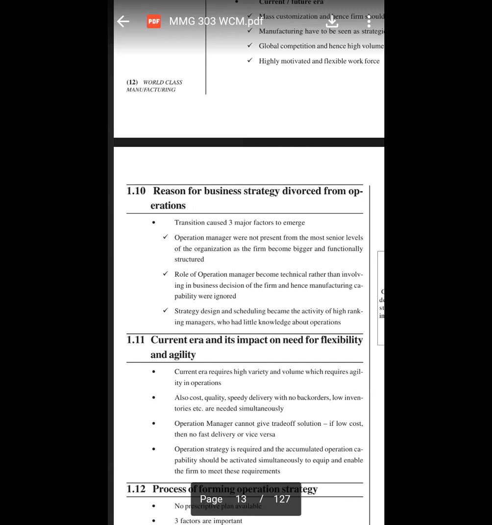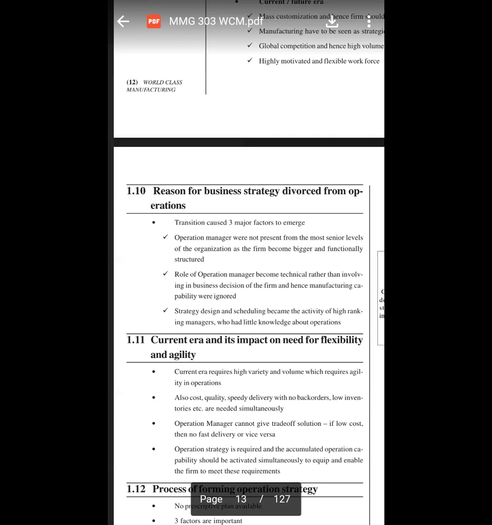Okay, operation management. The role of operation management is to handle the manufacturing of goods and to make goods available in the market. So the senior-most level is not represented in operation management work. The role of operation management became technical rather than involving business decisions of the firm, and hence manufacturing capability was ignored.